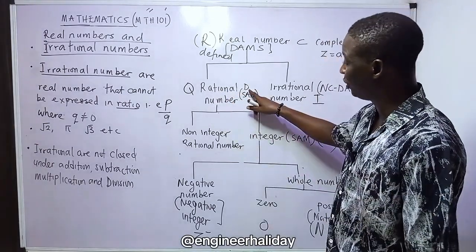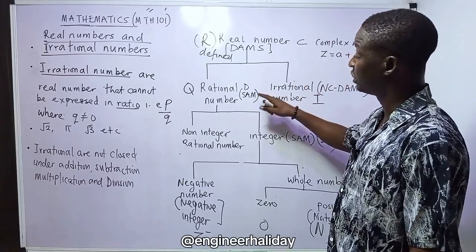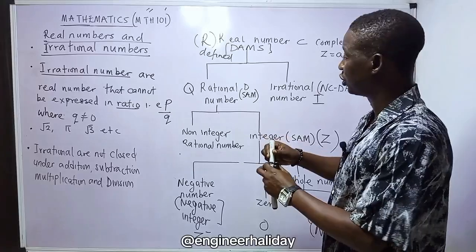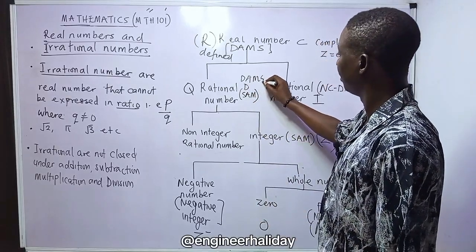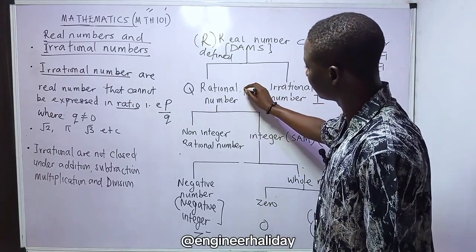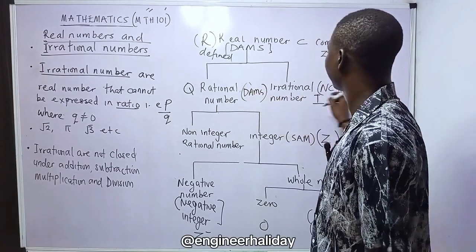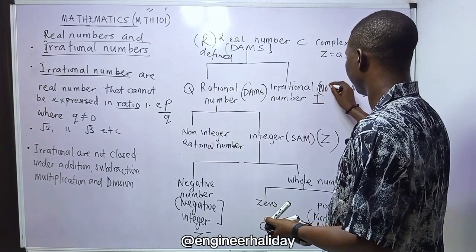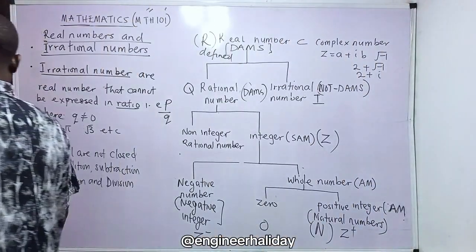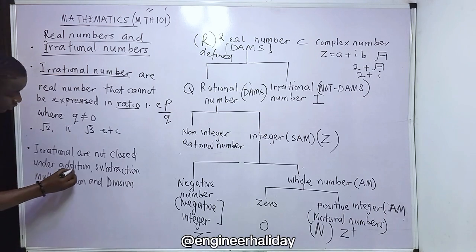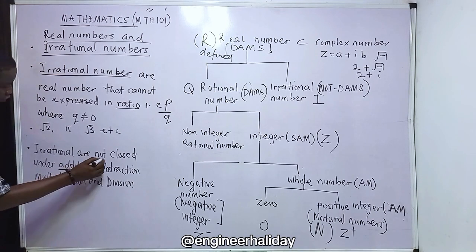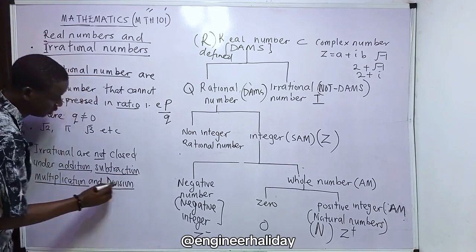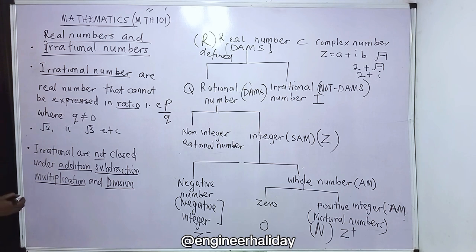Rational number is closed under division provided the denominator is not equal to 0, and also under subtraction, addition and multiplication. So we can call this one closed, and you call the other one not closed. So that is how we look at it. Please take note of that. Irrational numbers are not closed under addition, subtraction, multiplication and division. Important point you should note.